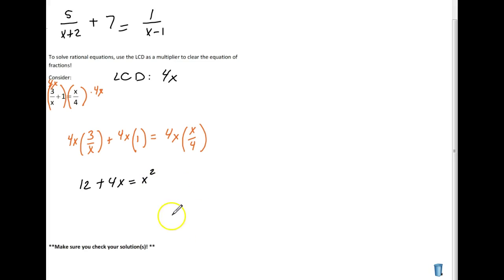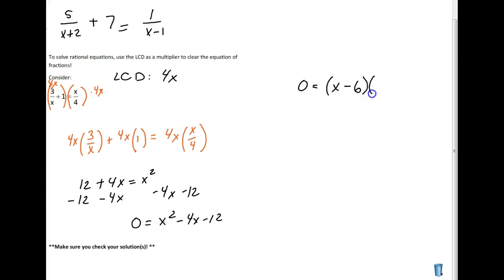Well, it looks like what we have now is a quadratic expression, and in order to solve this, we have to set it equal to 0. So I'm going to subtract 12, and I'm going to subtract 4x to the other side, minus 4x and minus 12. So what I get is 0 equals x squared minus 4x minus 12. Question is, can you factor that? And in this case, yes, indeed we can. This factors into x minus 6 and x plus 2.